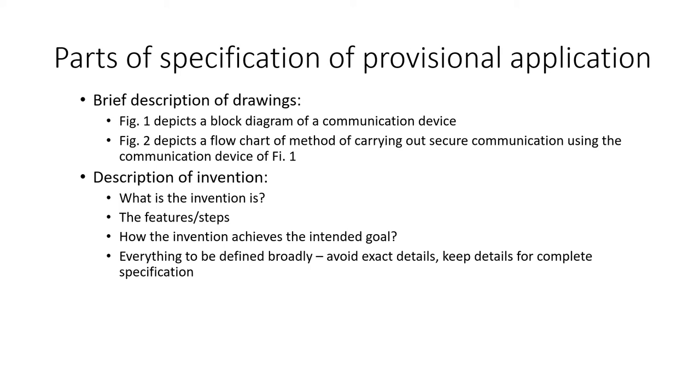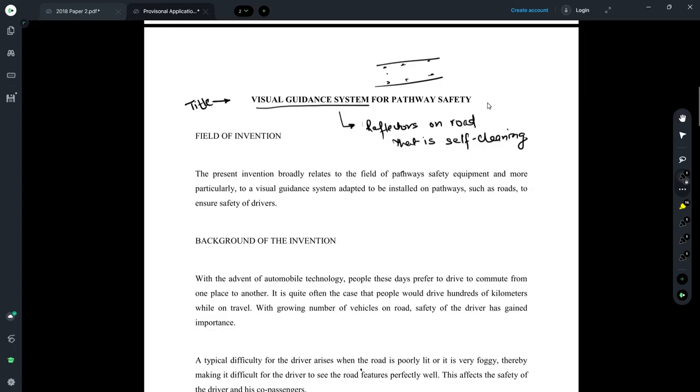So what is the ideal length of a provisional application? Well, there is no set parameter for that. The length should be enough for you to explain the innovation as broadly as possible, but it should also disclose whatever is the innovative aspect of your innovation. So let us now understand parts of a provisional application using a specimen provisional draft.